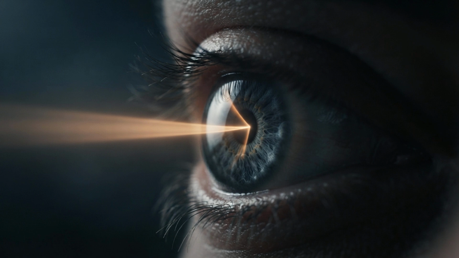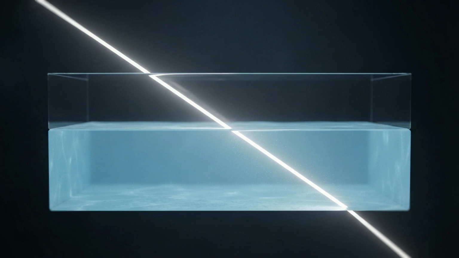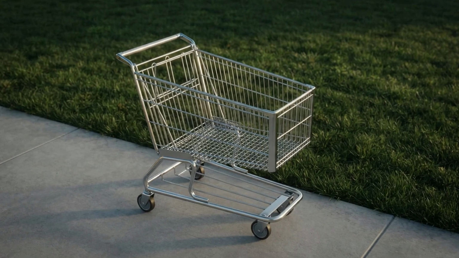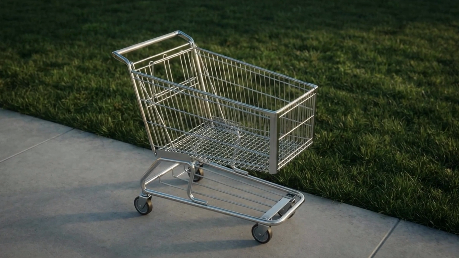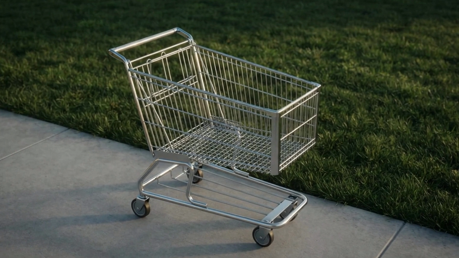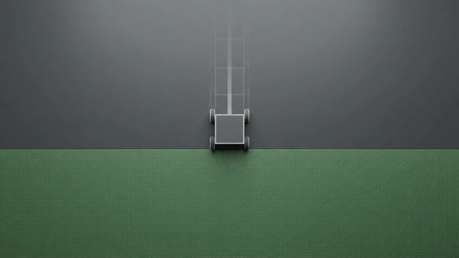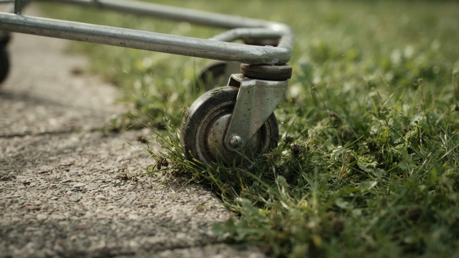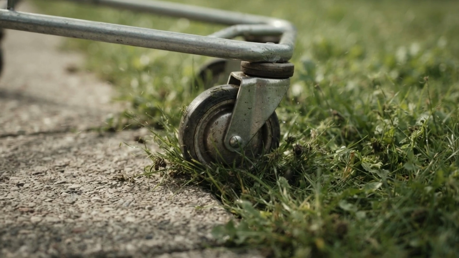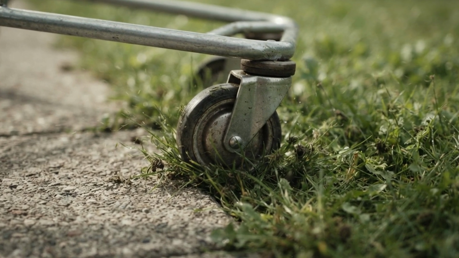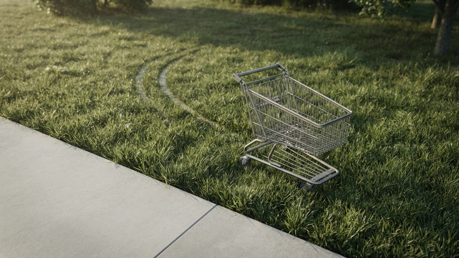To picture why, imagine a small shopping cart rolling from smooth pavement into thick grass. If it enters straight on, both sides slow at about the same time, so it keeps moving in the same direction. But if it enters at an angle, one side reaches the grass first and slows first. The cart turns. Light is not literally a shopping cart, but the comparison helps. Light travels at different speeds in air and water. When a ray crosses the boundary at an angle, that change in speed is linked to a change in direction.